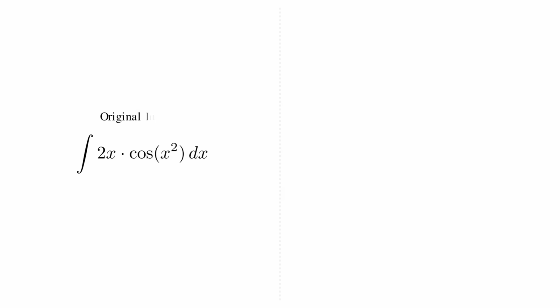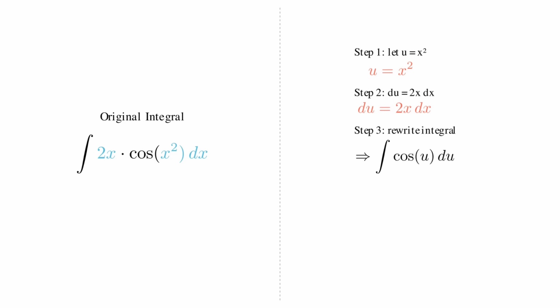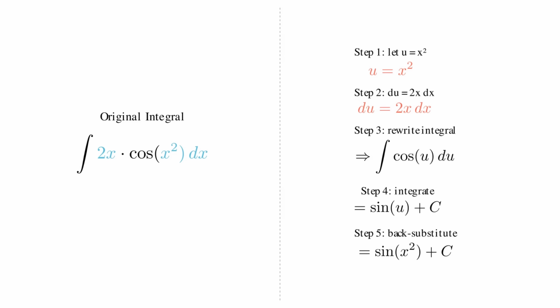Now, u-substitution. This is the chain rule, but in reverse. When you see a composite function inside an integral, u-sub is your move. Take the integral of 2x times cosine of x squared. Let u equal x squared. Then du is 2x dx. And look, that 2x dx is already sitting right there in the integral. Substitute it all in, and you get the integral of cosine of u, which is just sine of u plus c. Swap back and you get sine of x squared plus c.